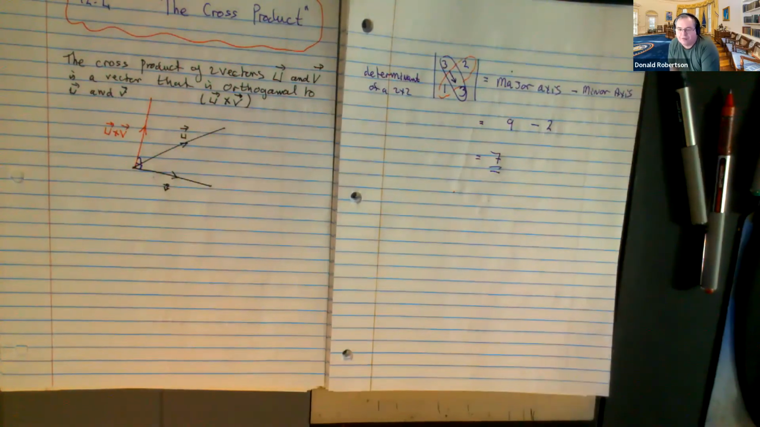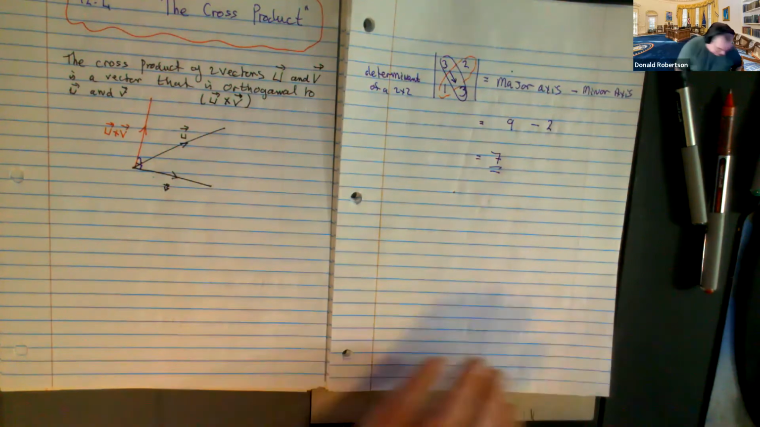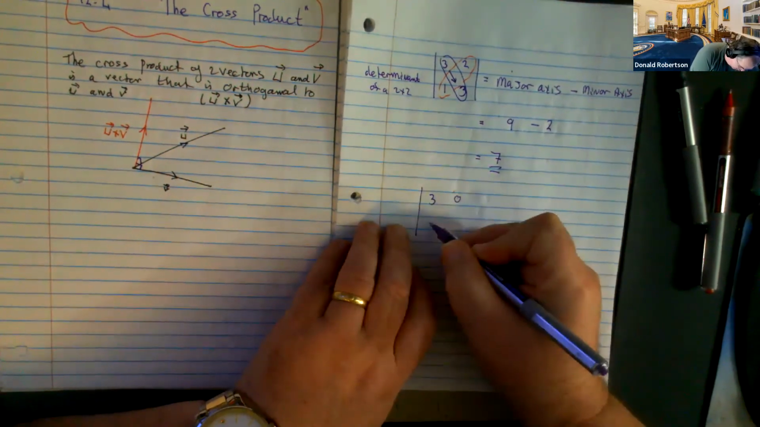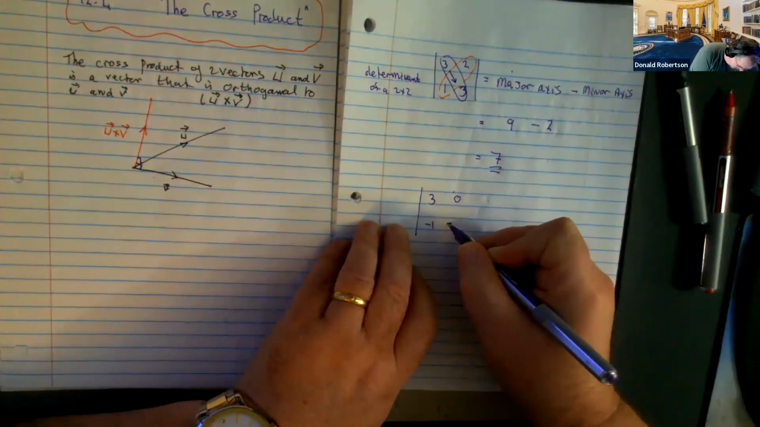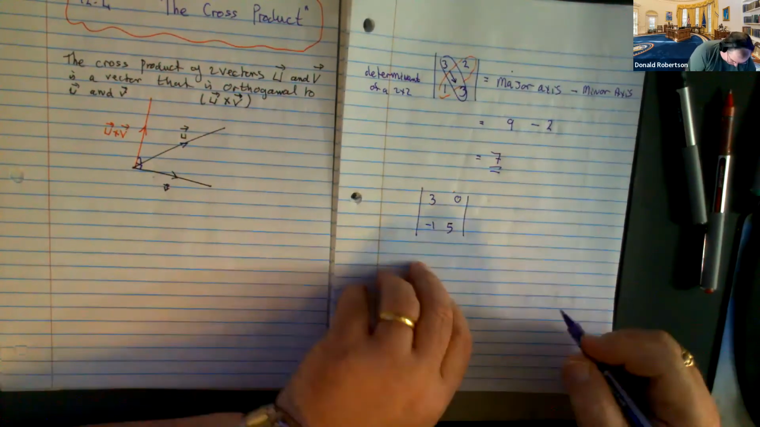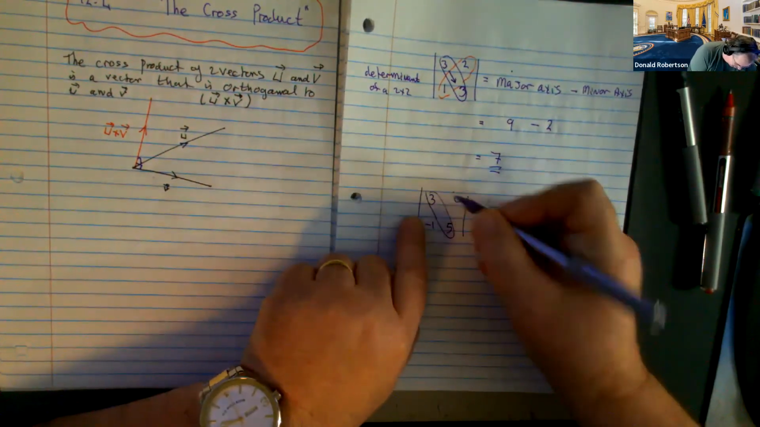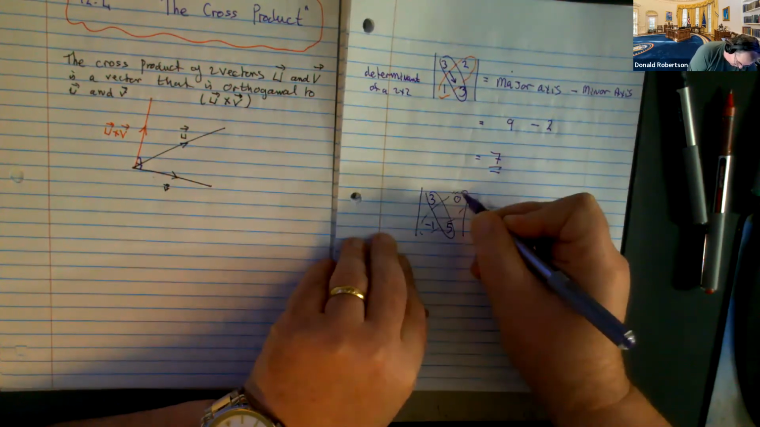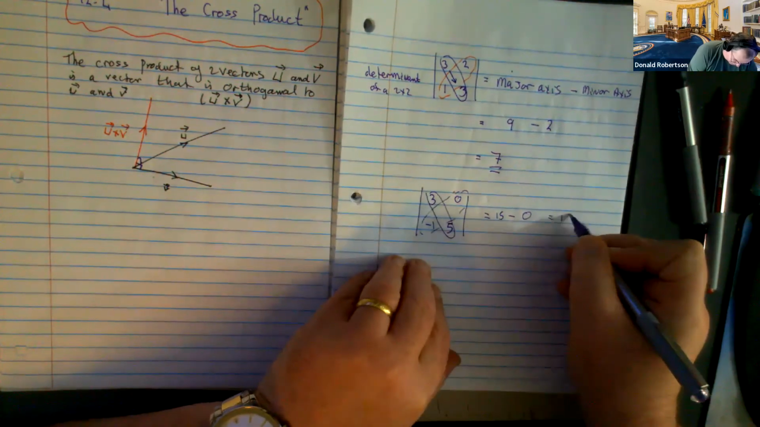Have you seen that before? Some of you at least. Okay, I'll just do one more to show you what it's like. Let's suppose it was 3, 0, -1, 5. Major axis, 15. Take away minor axis, 0. The answer is 15.